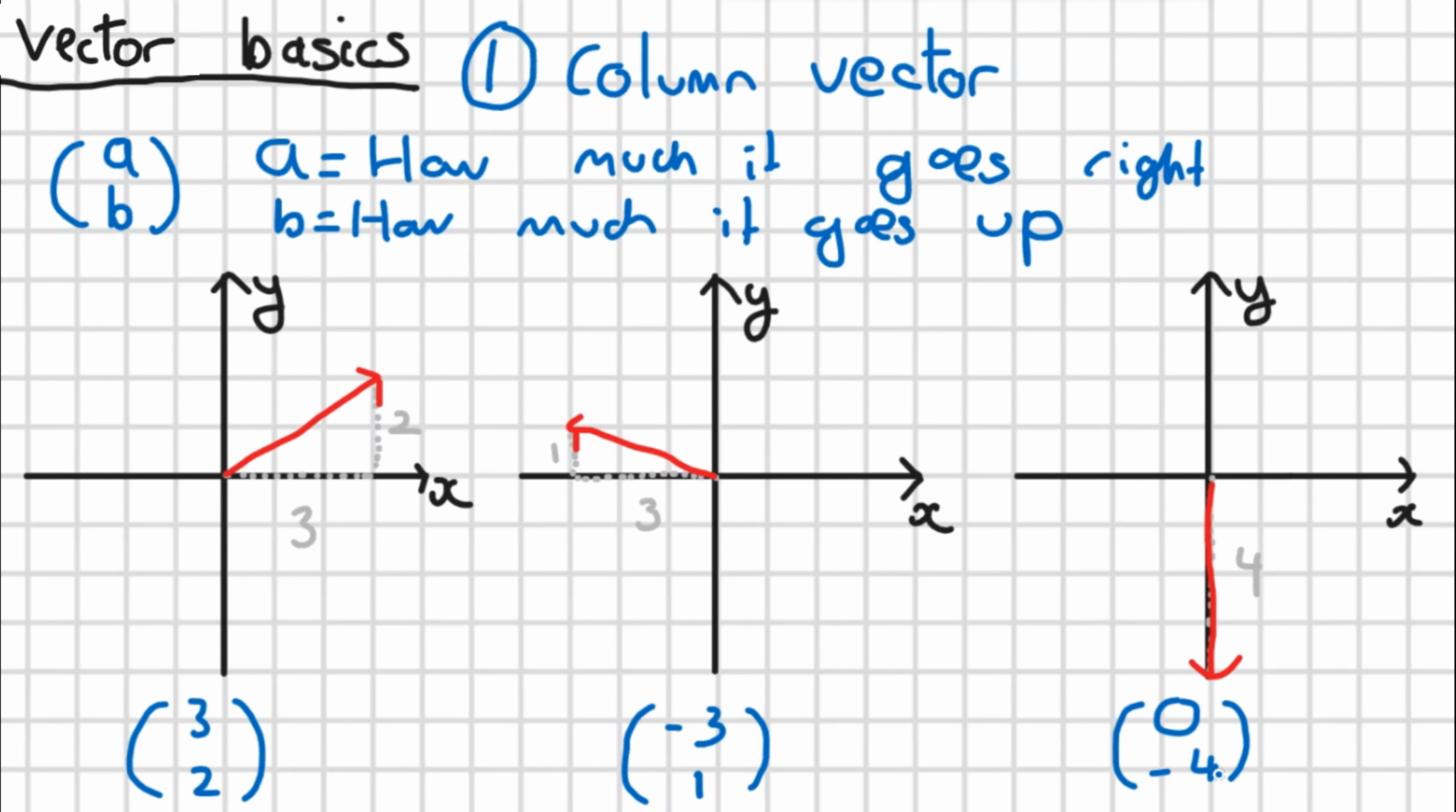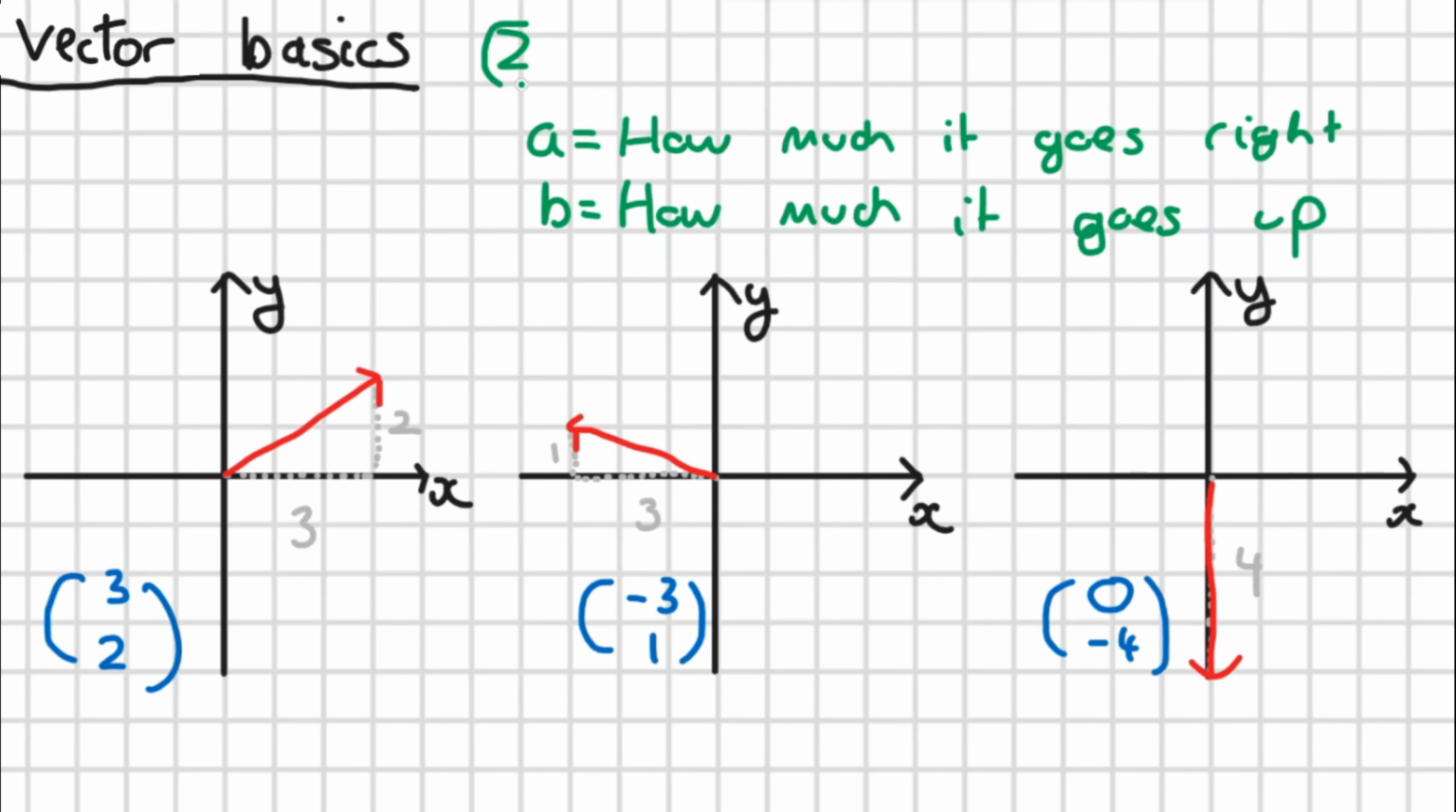The second way that you can write vectors is in the I and J form, and you might not have seen this before. Basically, the I and J form is just when you write it as AI plus BJ, where A and B are the exact same as before. A is how much it goes right by, and B is how much it goes up by. And it's very easy to convert between the column vector and the I and J form.